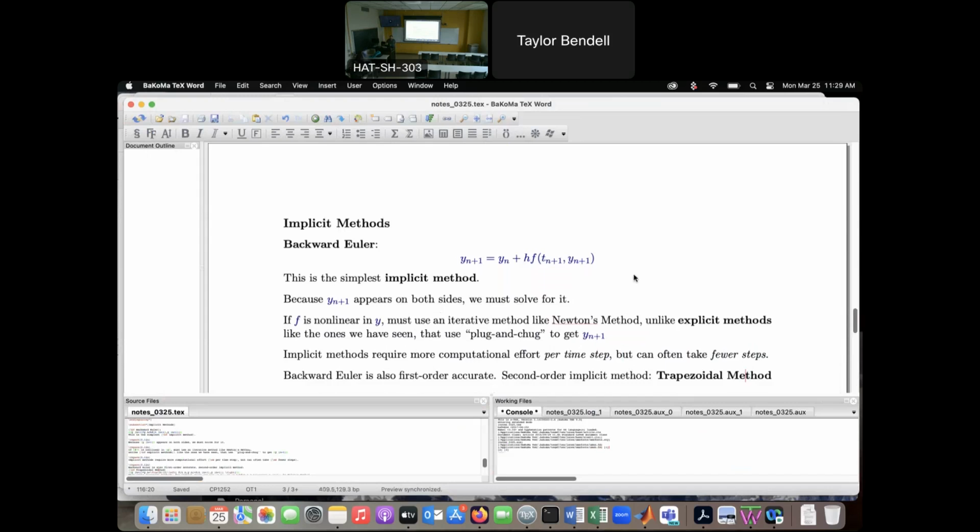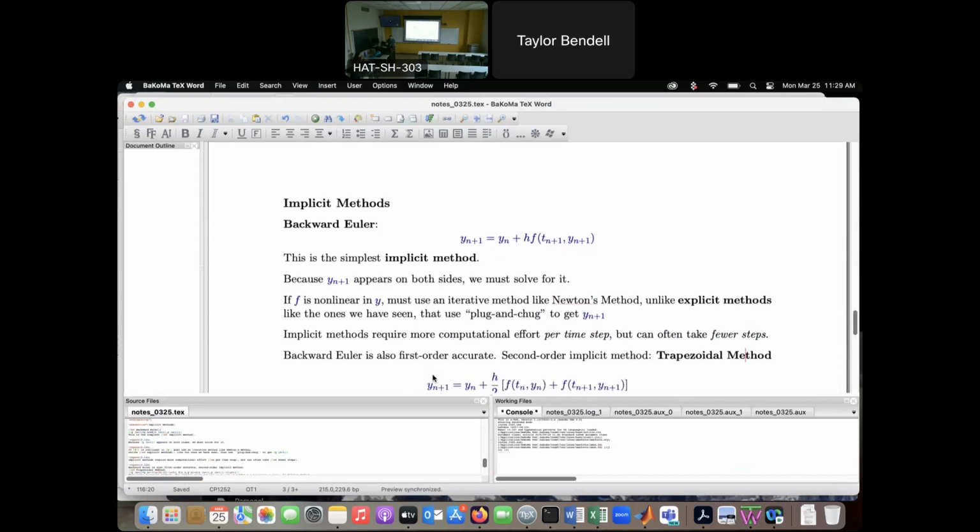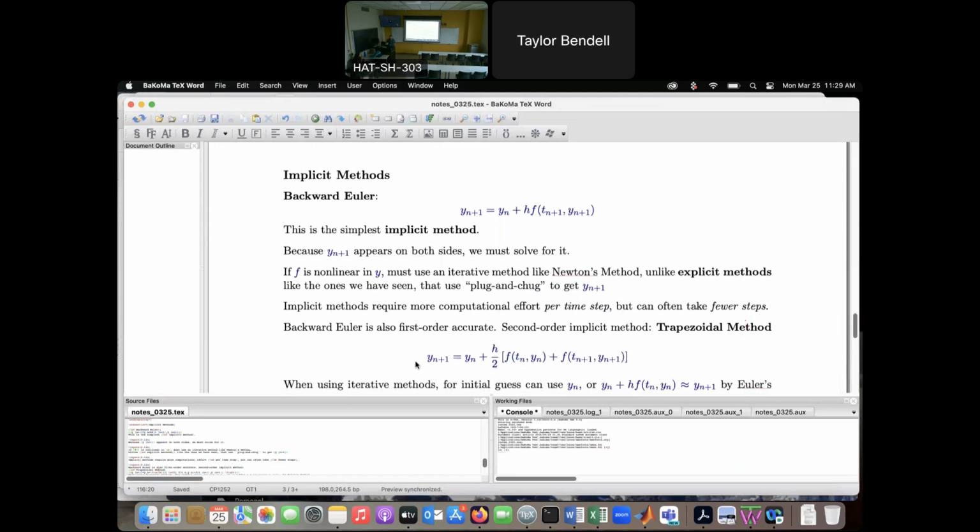Now, Euler's method, which I will refer to from this point on as forward Euler, is first order accurate. Backward Euler is also first order accurate. So if you carry out a convergence analysis like I did last time, that's a conclusion that you would arrive at. But there are higher order accurate implicit methods. For example, the trapezoidal method, to distinguish from the trapezoidal method I showed you earlier.